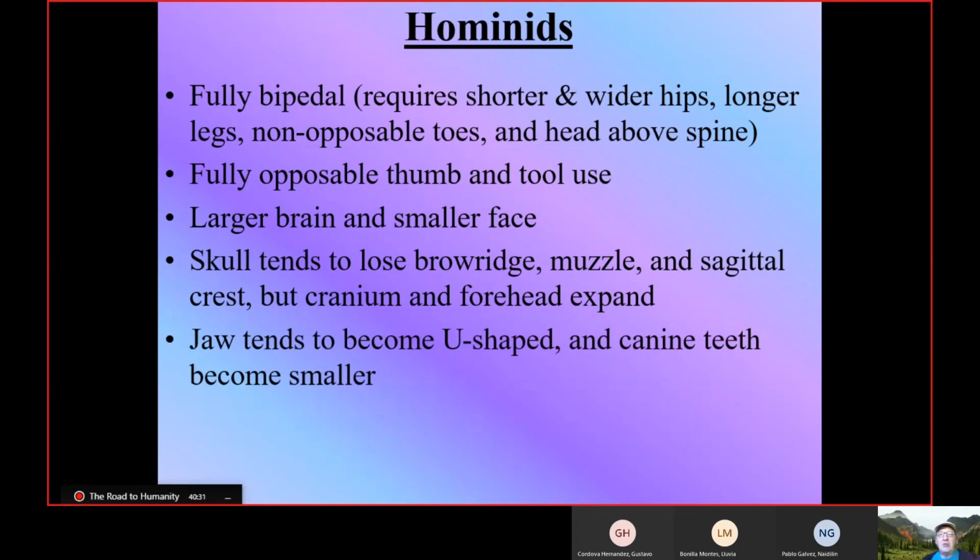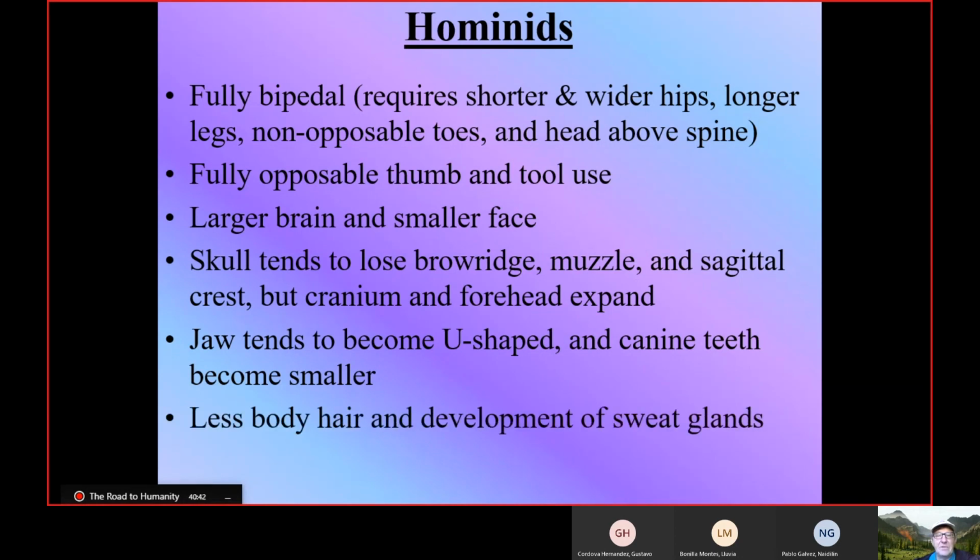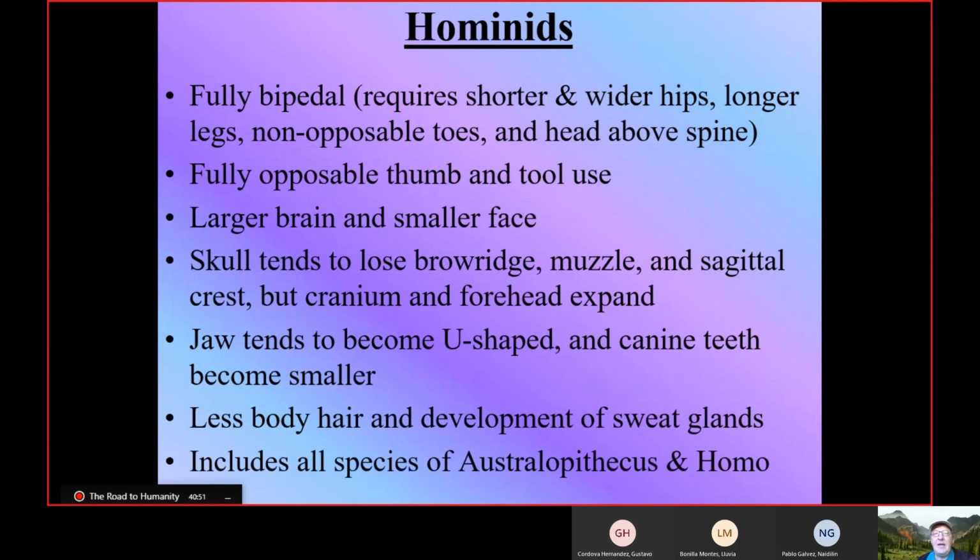The jaw also changes in hominids. It becomes more in the shape of a U, whereas in an ape, it's more shaped like a rectangle. Our canine teeth got smaller and smaller. We lost body hair and we developed sweat glands. And the hominids include all the species of Australopithecus and Homo.